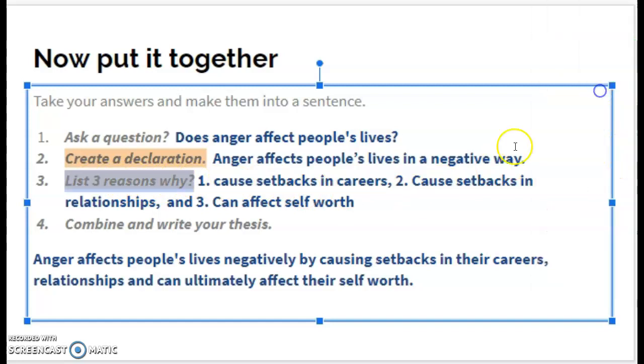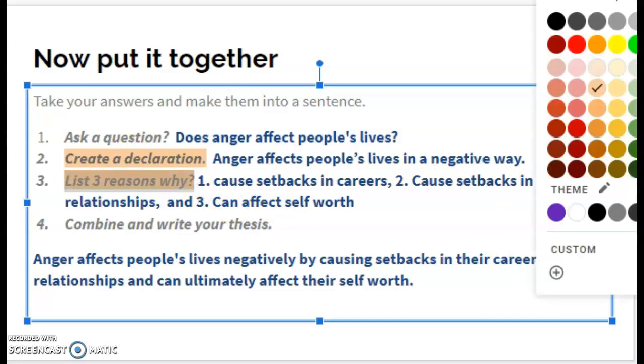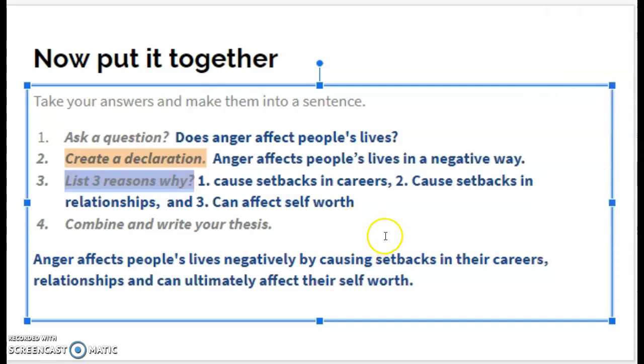So remember, these are the things that I brainstormed about. So you want to keep those in mind. What are the 3 reasons, 3 subtopics that you brainstormed and you want to use in your paper? Well, let's say I brainstormed that it can cause setbacks in careers. Then maybe my second one is it can cause setbacks in relationships. And my third one is how it can affect yourself.